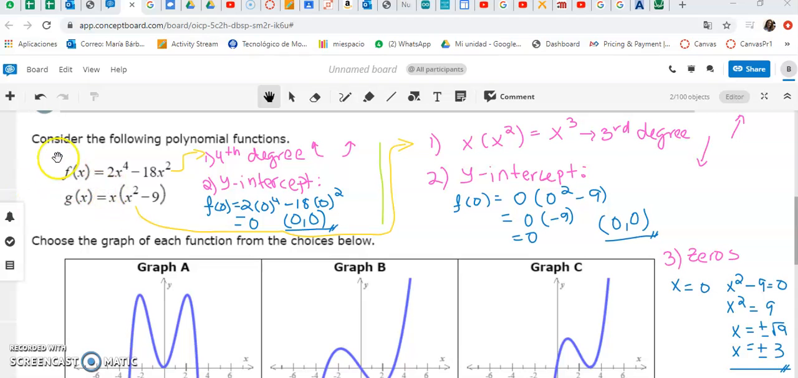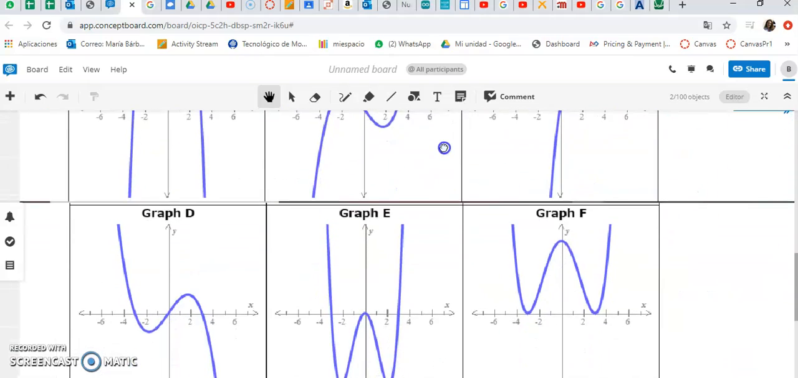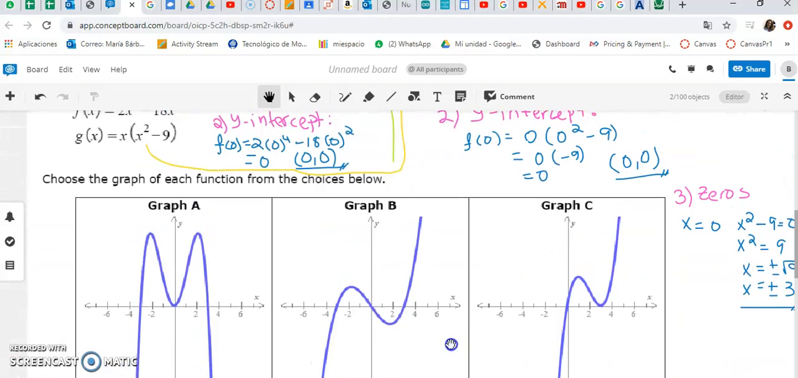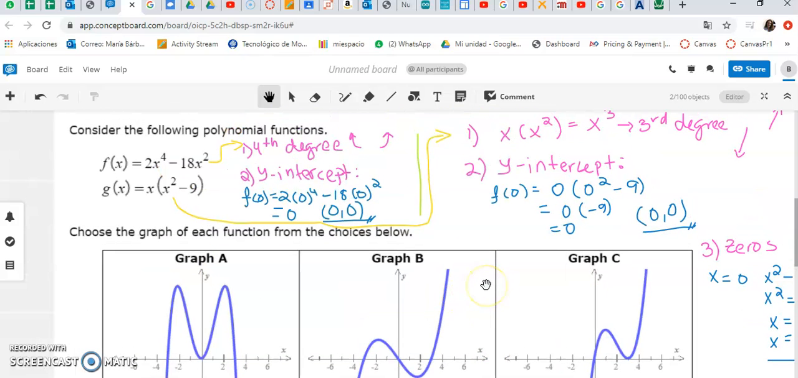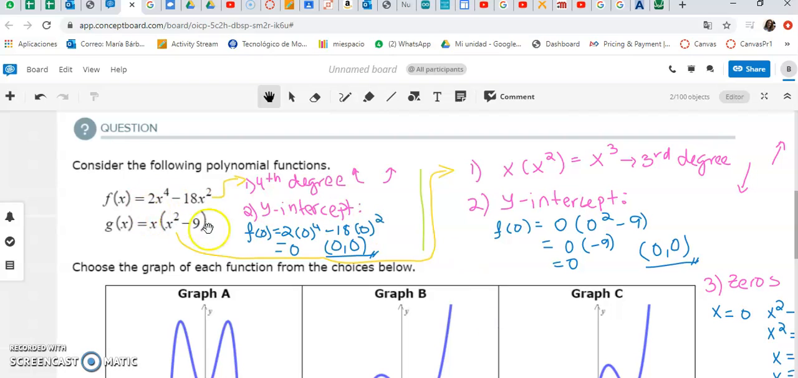We're going to match the graph of each of these two functions that Alex is giving us. It says, consider the following polynomial functions. We have f of x equals 2x to the fourth minus 18x to the second, and the other polynomial function is g of x equals x times (x to the second minus 9). We have to choose the graph of each function from the choices below, and as you can see, we have 6 choices. Now, how are we going to identify each of the graphs?